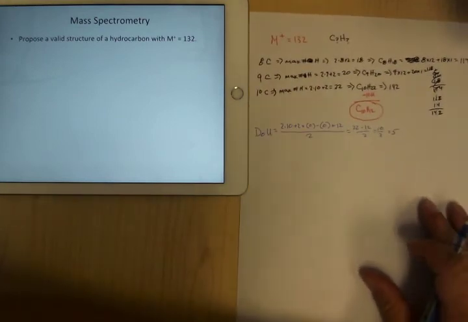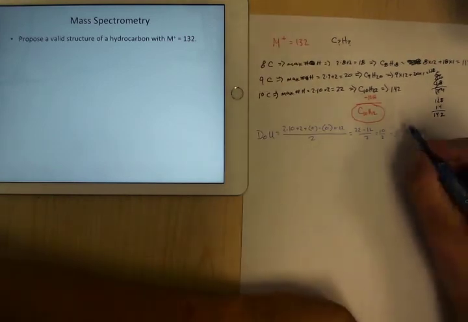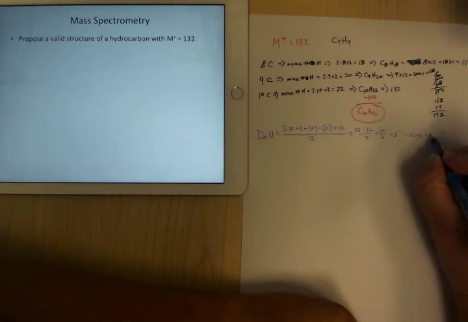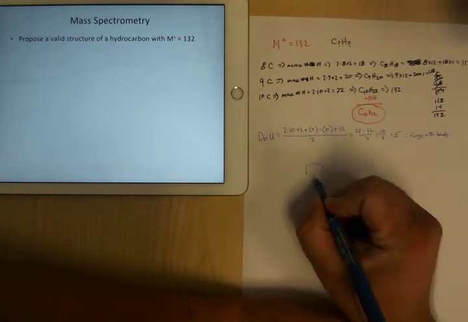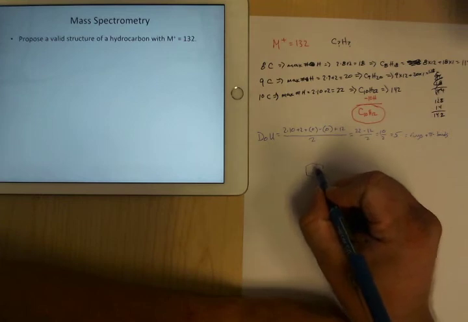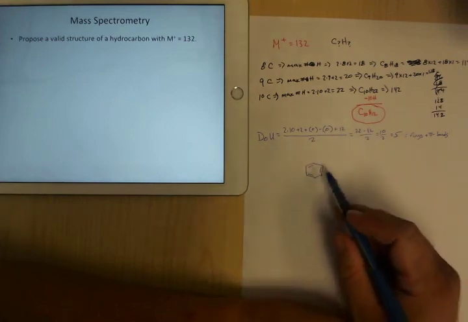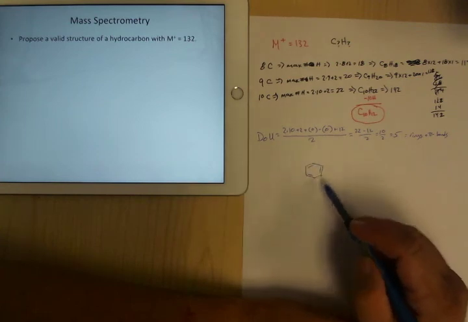So here's the question: how do we do this? Remember, this is rings plus pi bonds. Usually 99 times out of 100, if you have a DOU of 4 or greater, you're going to have a benzene. You can start off with a benzene like this, so there's a ring, and we put in the 3 pi bonds. So there's our 4.